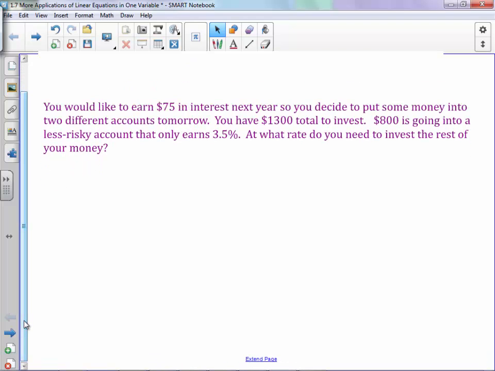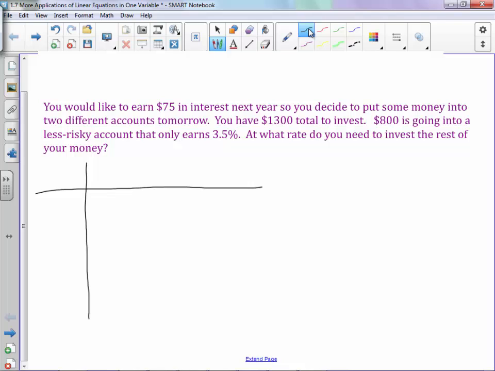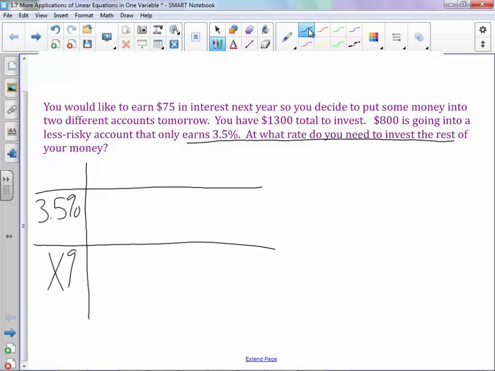Would like to earn interest, the key thing on all of these is going to be to draw a table. So let's start by getting a table drawn. On the left side, you always want to put your options. In our case, the two different accounts that we're putting money into. We know one of them is going into a 3.5% account. And then the other one is saying we don't know what we want to put it into. So that's our X percent.